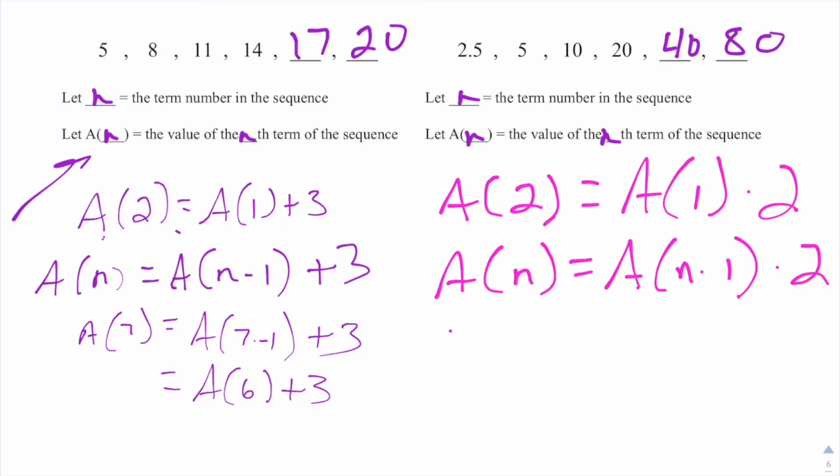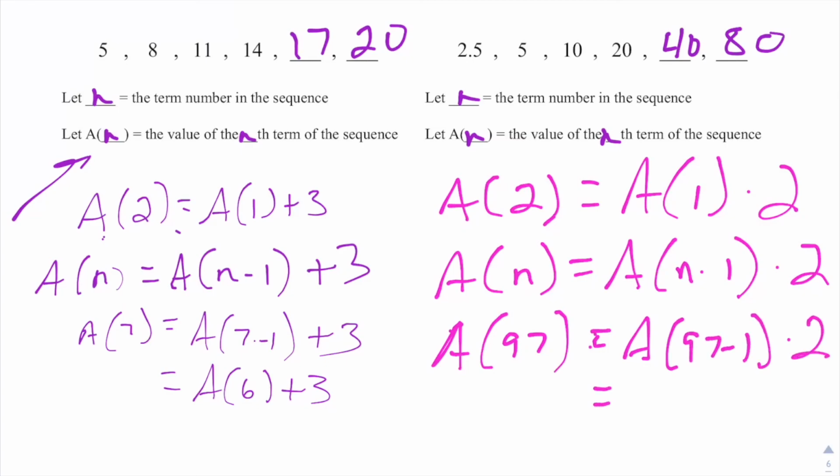And again, if we wanted to pick the 97th term, we would get a of 97 equals a of 97 minus 1 times 2. So we would know that we have to take the 96th term and multiply it by 2 to get a of 97.